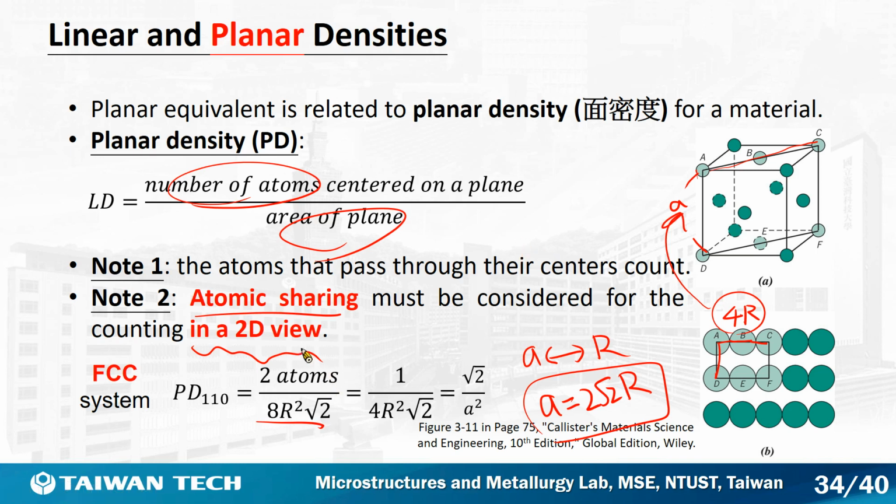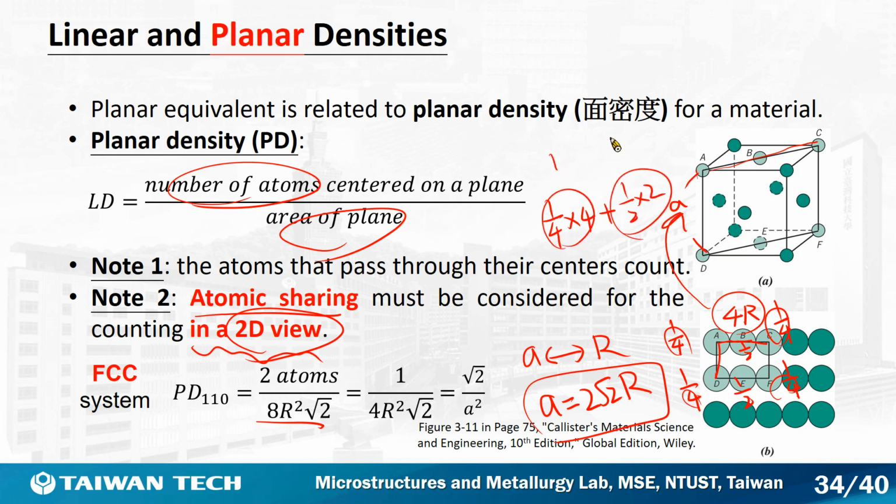But how about the number of atoms? You see here, we need to consider it in a 2-dimensional view. So for this one: 1/4, a half, 1/4, 1/4, 1/4, a half, right? Okay, so you add all of this: 1/4 for 4 atoms, and a half for 2. This is 1, this is 1. So we got 2 atoms.